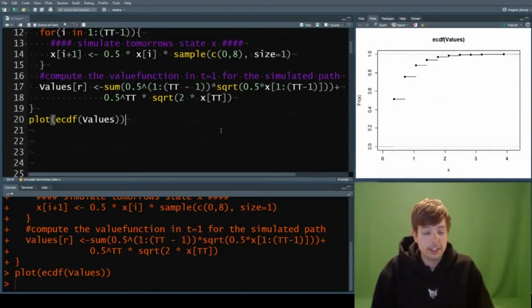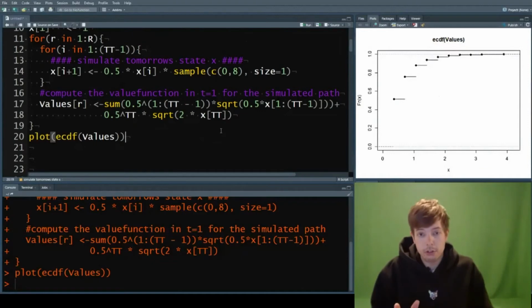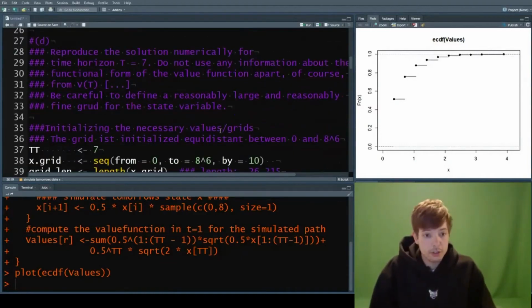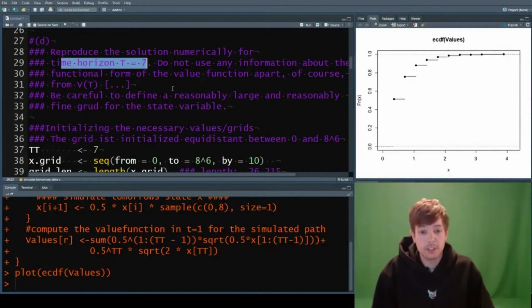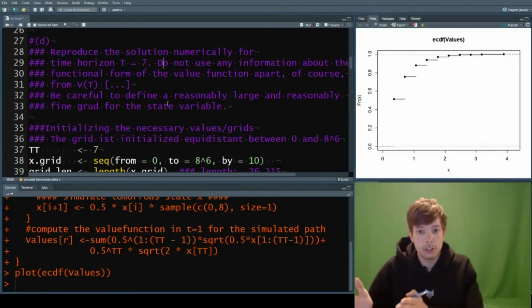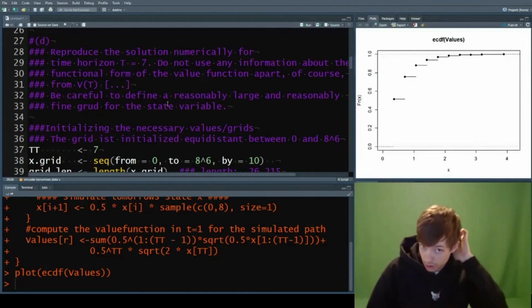The next exercise is to ignore everything we know, ignore that the optimal choice is to invest half of our wealth, ignore the explicit value function, but do the whole exercise numerically. So we have here a time horizon, in this case of T equal to 7, so it doesn't take that long. We should not use any information about the functional form of the value function, apart, of course, from what we know in the last period. That is, we just have no decision to make here.